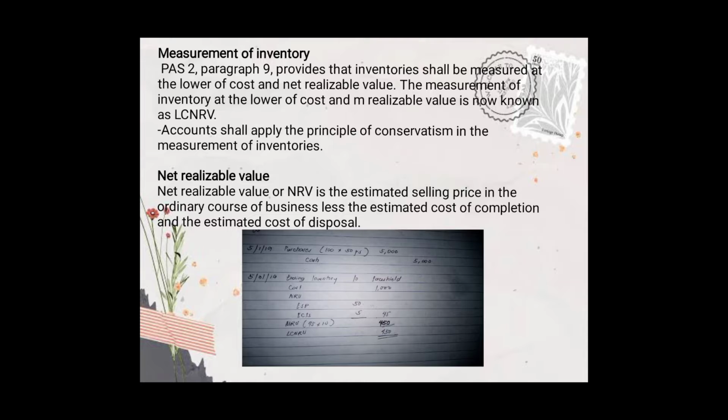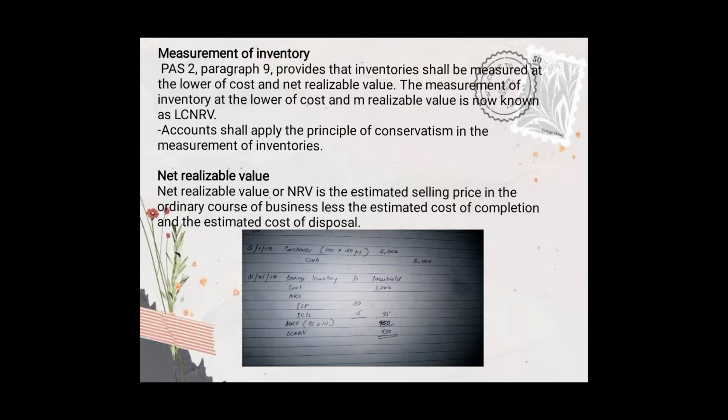Now, what is realizable value? Realizable value or NRV is the estimated selling price in the ordinary course of business, less the estimated cost of completion and the estimated cost of disposal. So, net realizable value is equal to estimated selling price less estimated cost to complete less estimated cost to sell.